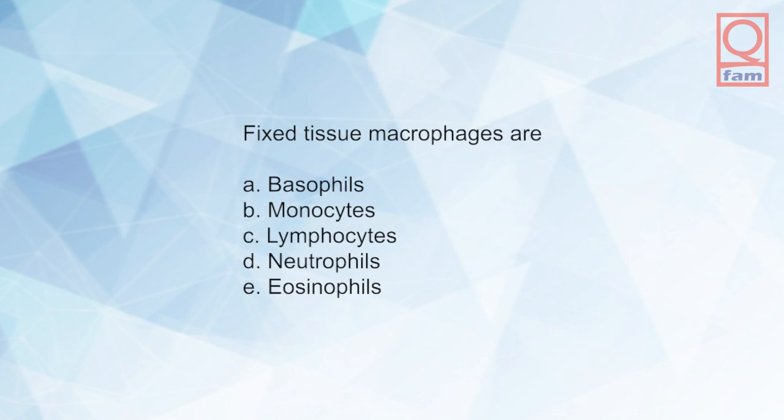Fixed tissue macrophages are? A. Basophils. B. Monocytes. C. Lymphocytes. D. Neutrophils. E. Eosinophils. The answer is B. Monocytes.